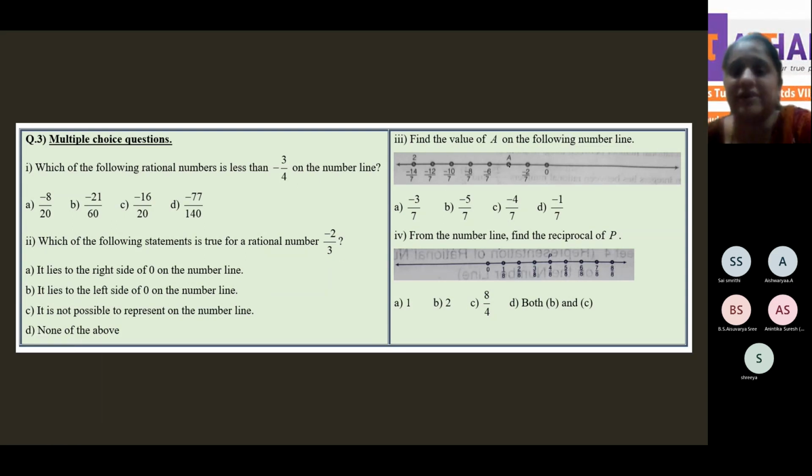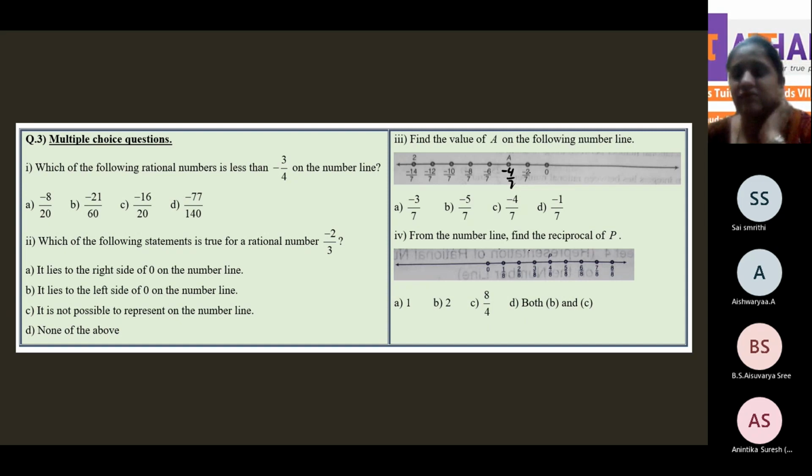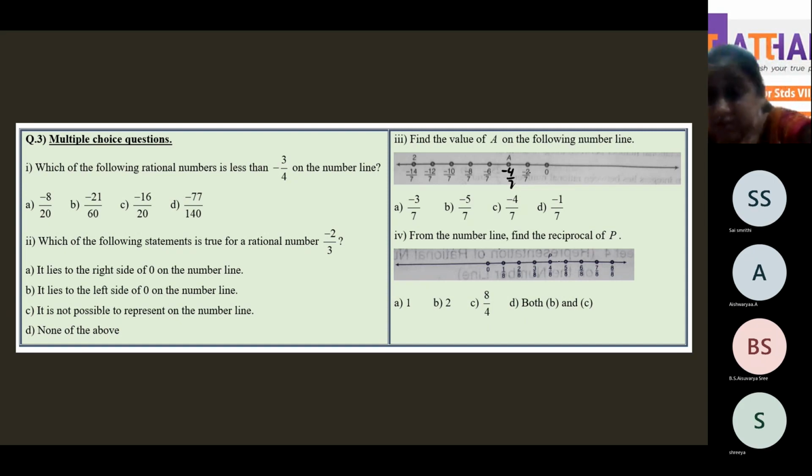So here the answer is -4/7. -2/7, -4/7, -6/7, -8/7, -10/7, and so on. From the number line, find the reciprocal of P. So you can see P here.